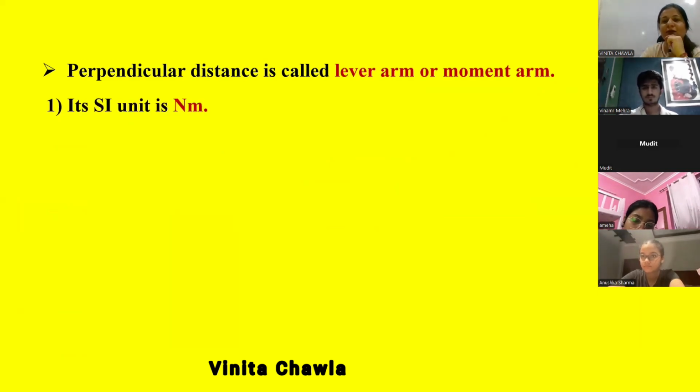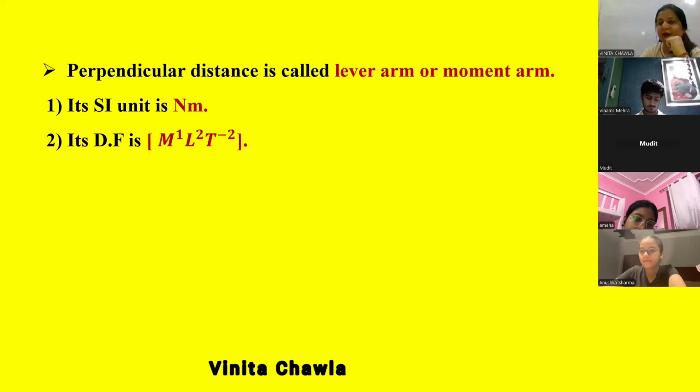Its SI unit is Newton meter. Torque is R cross F, right? We have discussed this already, right? The dimensional formula of torque is the same as that of work. It is ML^2T^-2.